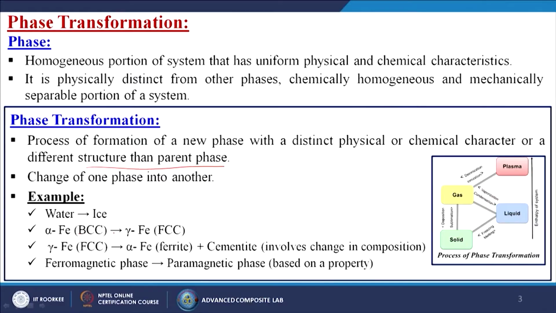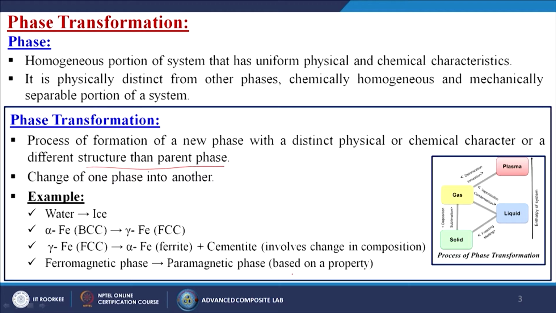So, there are many types, or many steps, available by which we can change the properties of the material. Suppose I give an example: from water to ice, simply from liquid to solid, we are changing its phase. Alpha iron BCC to gamma iron FCC structure, or from gamma iron FCC to alpha iron ferrite plus cementite, which involves a change in composition. Or a ferromagnetic phase to a paramagnetic phase, based on a property.